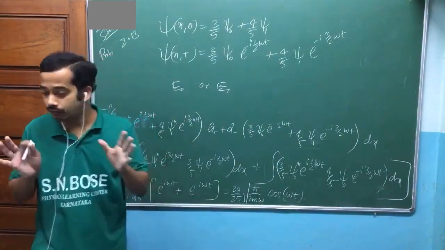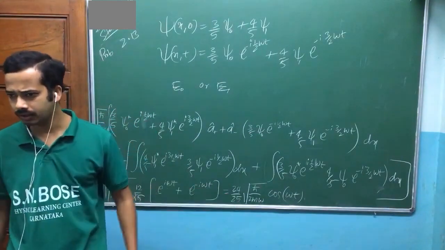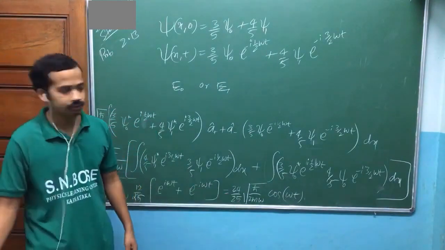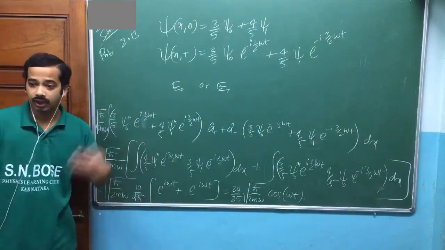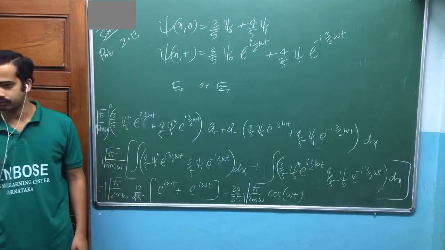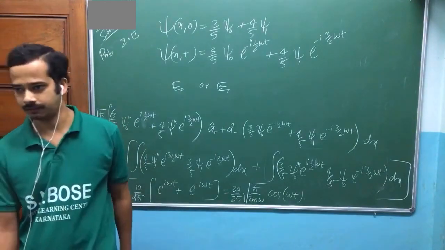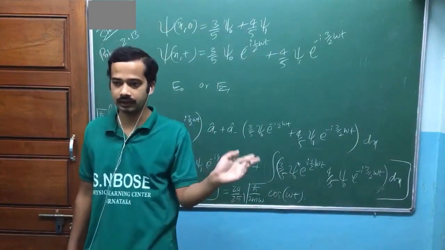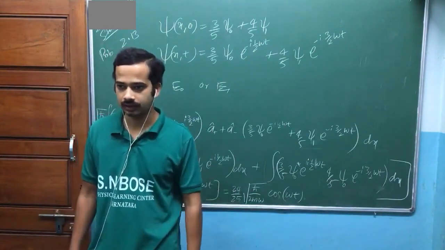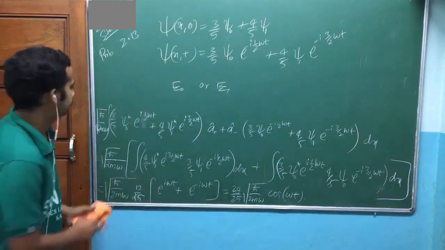Remember, if you do measurement, I think I have given one note on measurement. Just read that one. If you do measurement, the outcome is one of the eigenvalues, not the average value. Just like an electron shows itself in one of the slits. Now, with what probability?